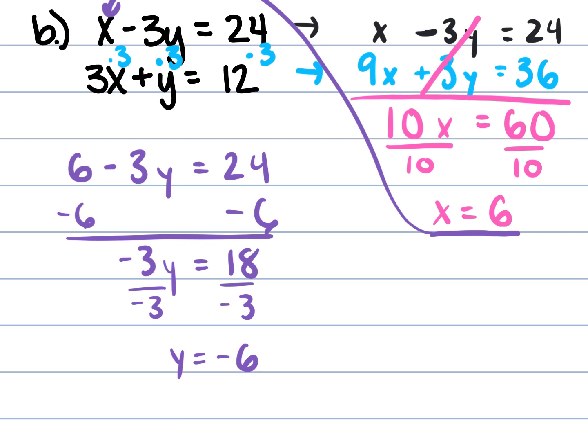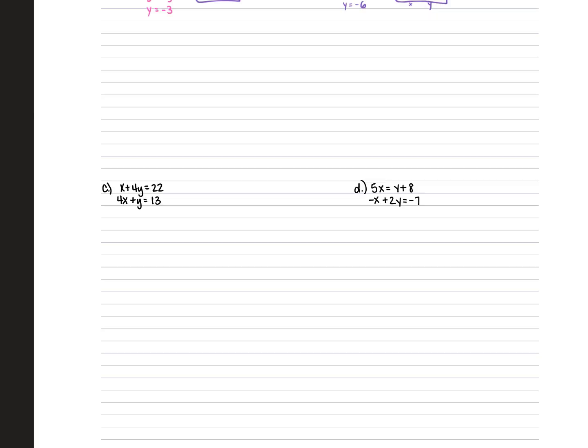How do I write my answer? 6 comma negative 6. Perfect. It's always your x and then your y. Let's do D.